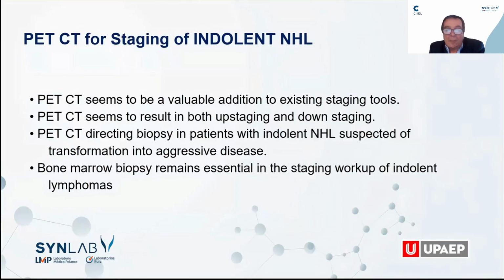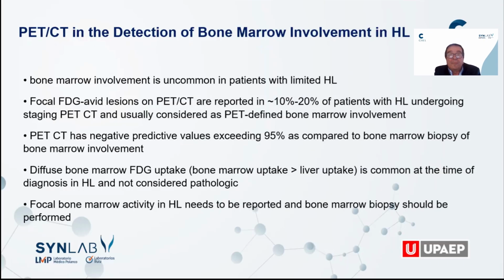In indolent non-Hodgkin lymphoma, CT plays a central role in staging, but PET imaging can be a useful addition since cases of upstaging and downstaging have been reported in this kind of lymphoma. Moreover, PET-CT scan is recommended in indolent non-Hodgkin lymphoma in the case of suspected transformation into a more aggressive disease.